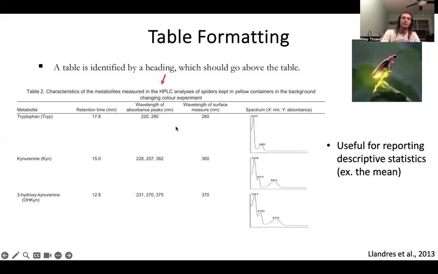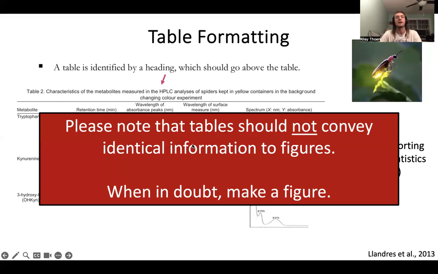And you can switch those around depending on what's most convenient for your table. I will note, though, that if you're going to use a table, please make sure that your tables are not conveying identical information to your figures, because figures are usually going to be a lot easier for a reader to visually interpret than a table. So if you're reporting, for instance, the mean across groups in a bar plot, you probably wouldn't want to report the means of those same groups in a table. It's repetitive and the figure is going to be easier to interpret.